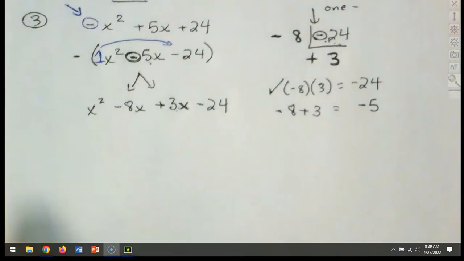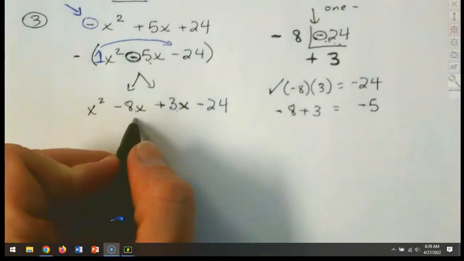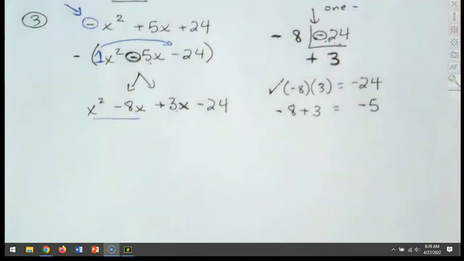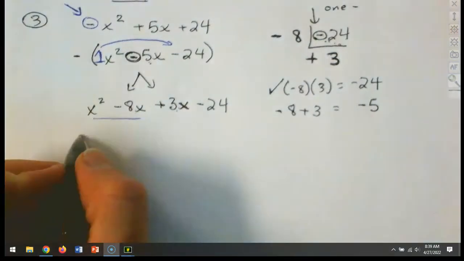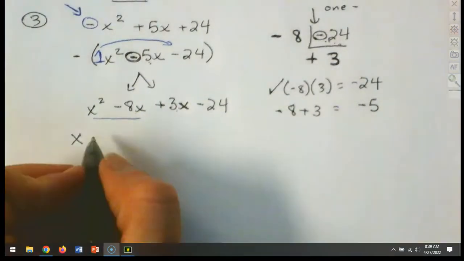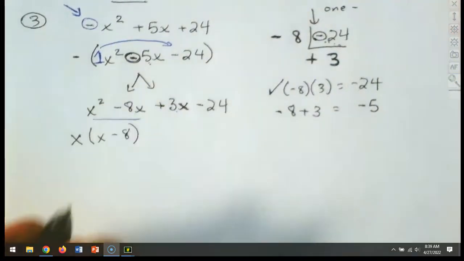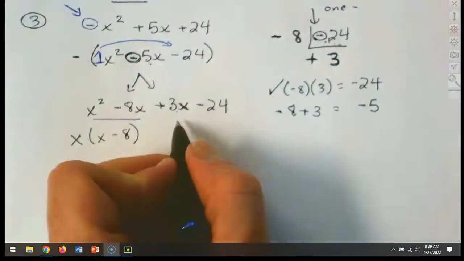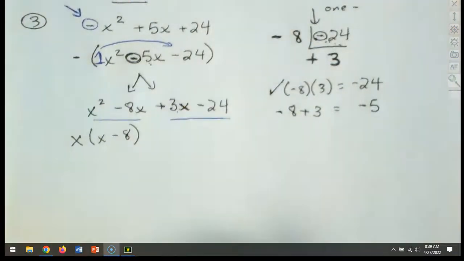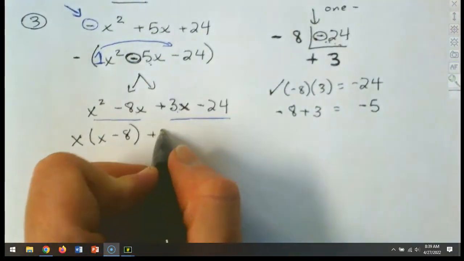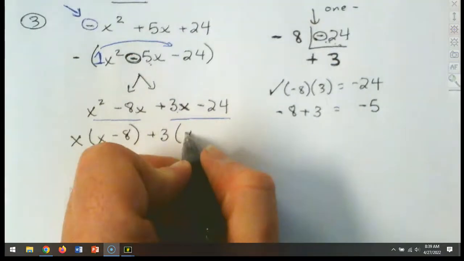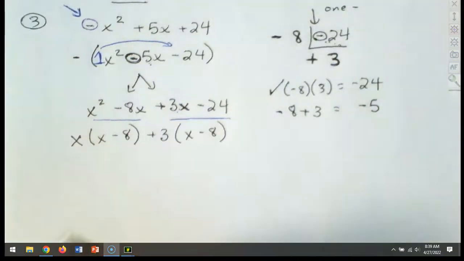Now what do we do? Okay, now we go ahead and factor by grouping. So first 2 pieces, we can factor out an x, right? And that leaves you with an x minus 8. Next 2 pieces, we can factor out a 3. That leaves you with an x minus 8, right?